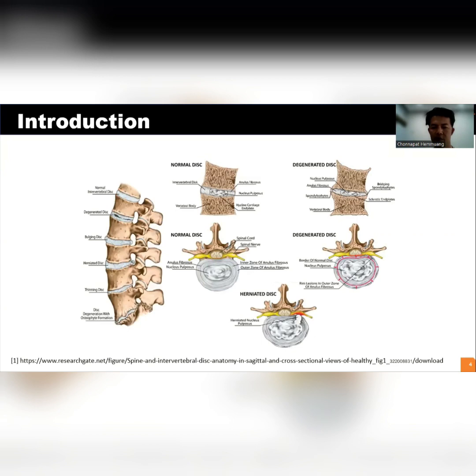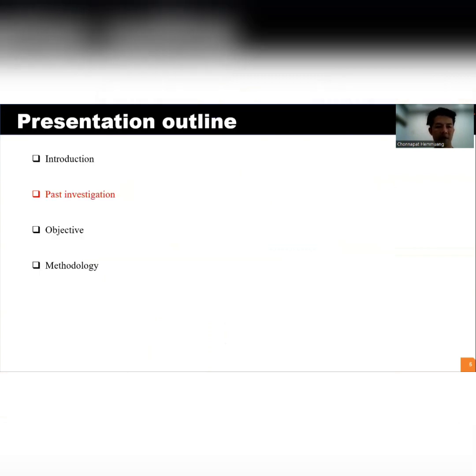Bone classification and bone abnormality make it hard to study the spinal disc in the right way. I plan to use machine learning to automatically figure out the coordinates of the vertebral corners. This will help me figure out important radiological factors like L1 to L5 lordosis and sacral slope. Okay, let's go to the past investigation.